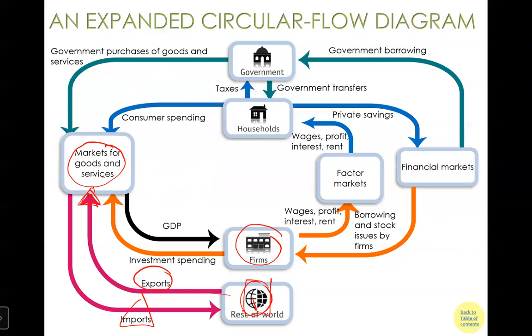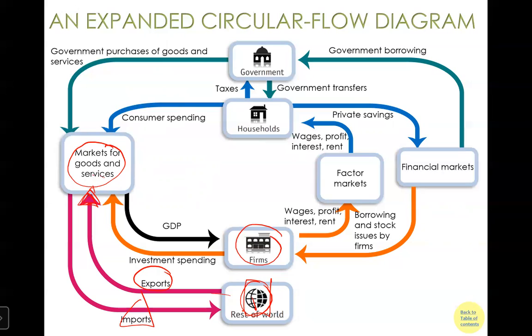Like we import avocado from Mexico. We import cars from Japan, or we import some machinery from Germany. We import oil from Saudi Arabia. We import wine from France. So this list can go on and on. So those are imports.